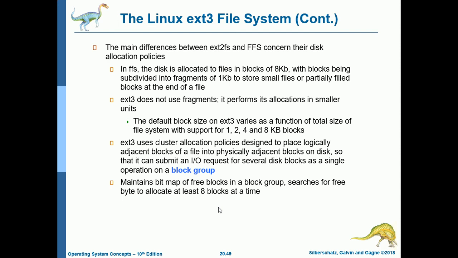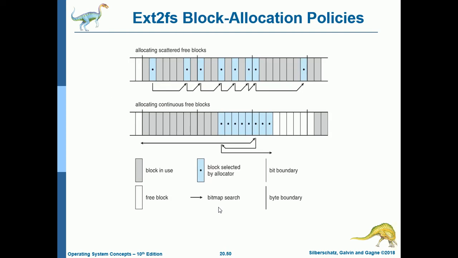Also, ext3 uses cluster allocation policies designed to place logically adjacent blocks of a file into physically adjacent blocks on disk, so that it can submit an I/O request for several disk blocks as a single operation on a block group. It also maintains a bitmap of free blocks in a block group, and searches for a free byte to allocate at least 8 blocks at a time.